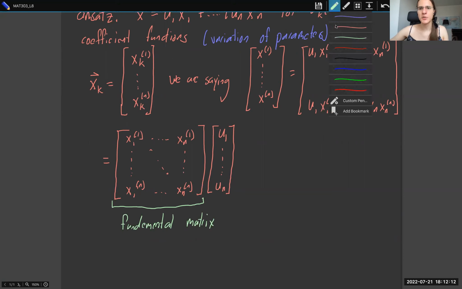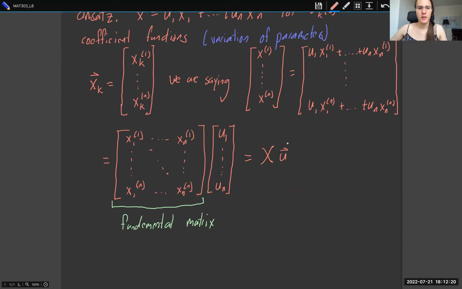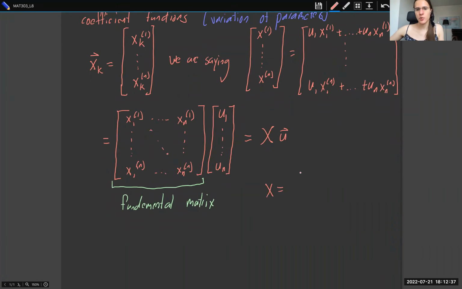And we're going to denote it with a capital X. And then the U coefficient thing we're going to denote as a vector. So what is the fundamental matrix? If you have n linearly independent solutions to the homogeneous problem, then it is the matrix whose columns are exactly those solutions, right? So X is basically a matrix whose columns are x1 through to xn. Solutions are the columns.